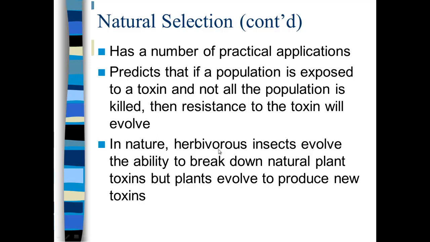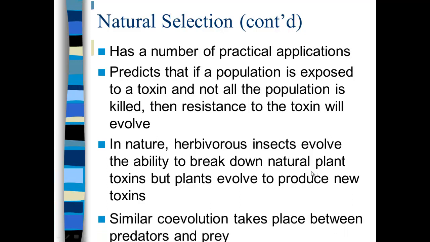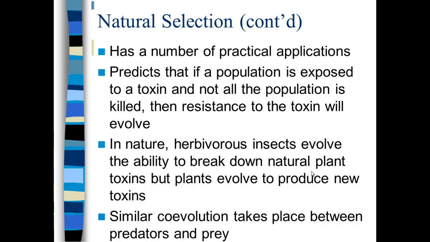In nature, those insects that are herbivores will evolve so they can break down natural plant toxins, but then the plants will evolve to produce new toxins, and in turn the insects evolve. So there's this sort of tension between the insects, the predator, and the plant, the prey, and their ability to outwit each other through evolution. And in any type of predator and prey, you see a similar coevolution. It's not necessarily that the prey becomes toxic. The prey just may become better at evading the predator.